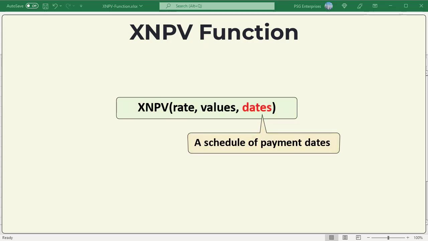Dates: a schedule of payment dates that corresponds to the cash flow payments. The first payment date indicates the beginning of the schedule of payments. All other dates must be later than this date, but they may occur in any order.